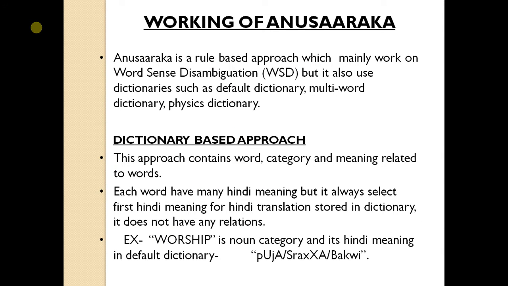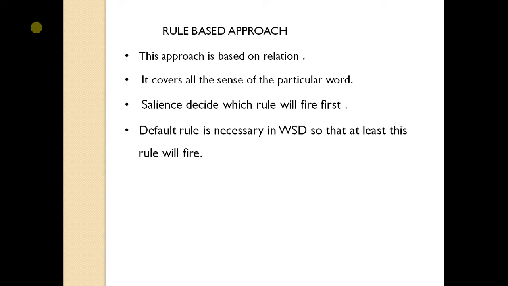Working of Anusarka. Anusarka is a rule-based approach which mainly works on word sense disambiguation, but it also uses dictionaries, which are default dictionaries, multi-word dictionaries, and a physics dictionary. Dictionary-based approach. This approach contains word, category, and meaning related to words. Each word may have several Hindi meanings, but it always selects the first Hindi meaning stored in the dictionary for translation. It does not have any relation. Worship is a noun category and its meaning in default dictionaries: puja, shraddha, bhakti.